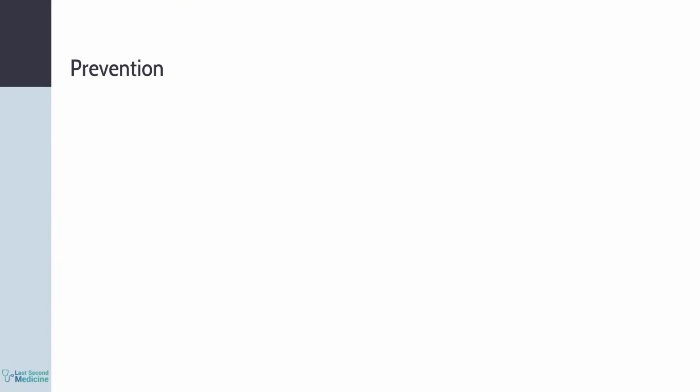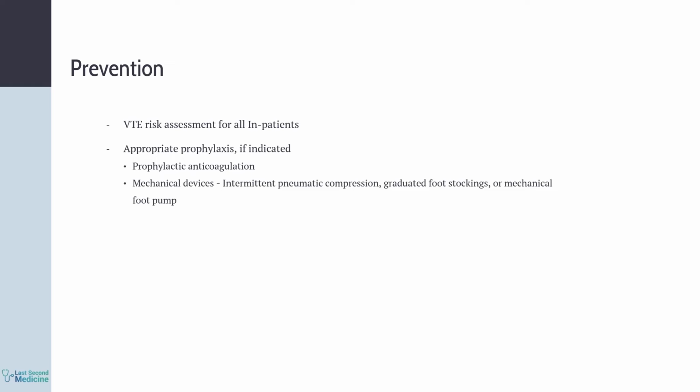Prevention. VTE risk assessment should be done of all the admitted patients, and appropriate VTE prophylactic measures should be put in place. For example, if prophylaxis is indicated, give prophylactic anticoagulation. In case anticoagulation poses a bleeding risk, mechanical devices like intermittent pneumatic compression, graduated foot stockings, or mechanical foot pumps should be used to prevent venous thrombosis. Stop hormone replacement therapy and the combined contraceptive pills preoperatively. And early postoperative mobilization of the patient should be done.